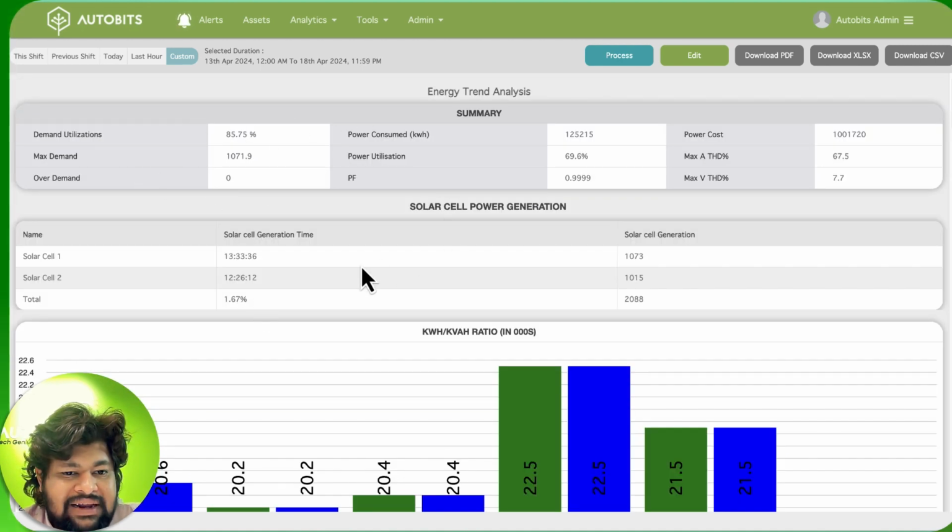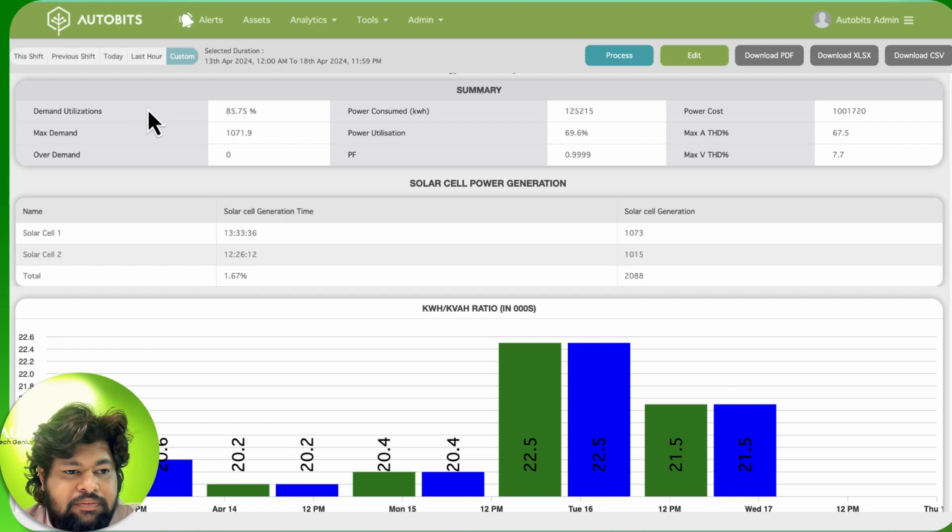Then we also have a weekly data analysis of how things are going on a weekly basis. So we have over here that 85% of demand has been utilized for this week. So we are safe over here. There is no over demand. The power factor is good. Power utilization is around 70%, which is again good. The cost of power for this week, the maximum ampere harmonics, maximum voltage harmonics.